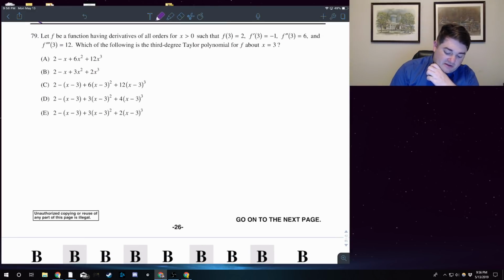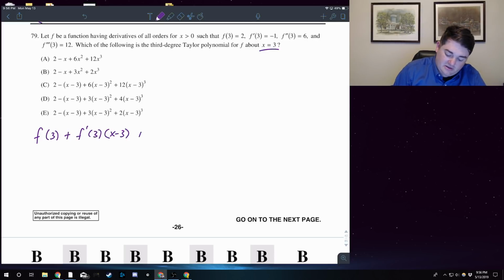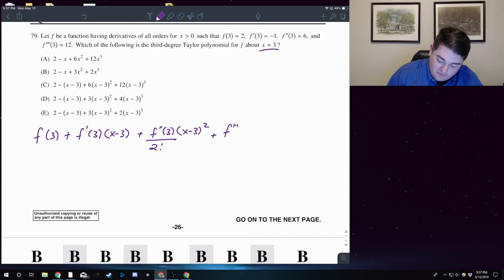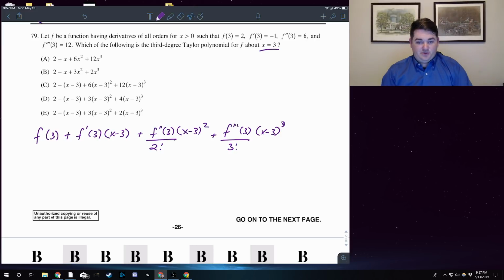So 79, it's a Taylor polynomial centered at 3. So I'm just going to write the formula. It's going to be f of 3 plus f prime of 3 times x minus 3 plus f double prime of 3 times x minus 3 squared over 2 factorial. They said third degree, so I guess I'm still going, plus f triple prime of 3 times x minus 3 cubed over 3 factorial. And now I can start plugging things in.